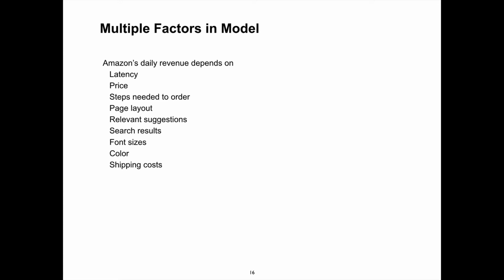And it's usually not just one thing. So in this Amazon case, its daily revenue depends on a number of things. Yes, the latency is important, because if it takes too long, people will get bored or go elsewhere. But it also depends on the price of the items. If the prices are more expensive, eventually they go elsewhere. The one-click thing in Amazon reduces friction, and that increases revenue.